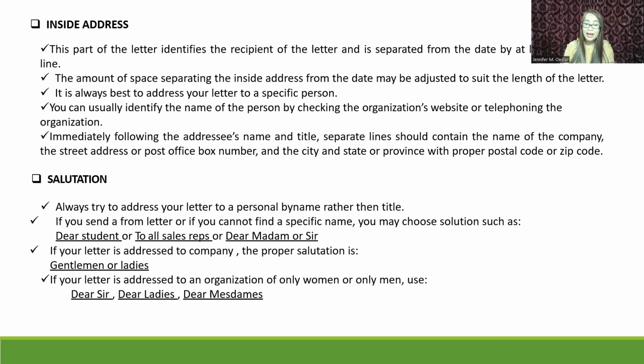Immediately following the addressee's name and title, separate lines should contain the name of the company, the street address or post office box number, and the city and state or province with the proper postal code or zip code. That's why you have to know your zip code as well, but this can be researched through Google naman.